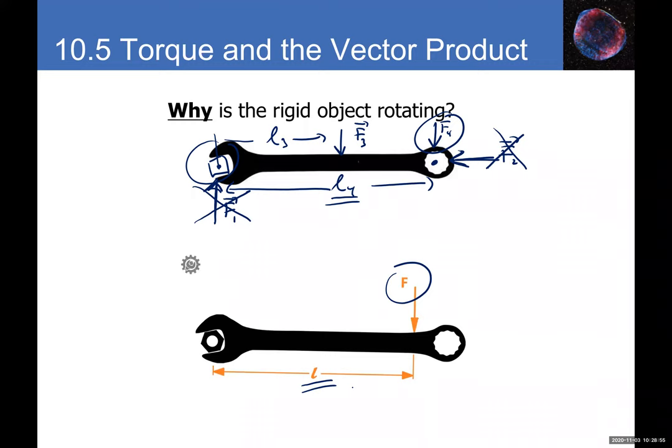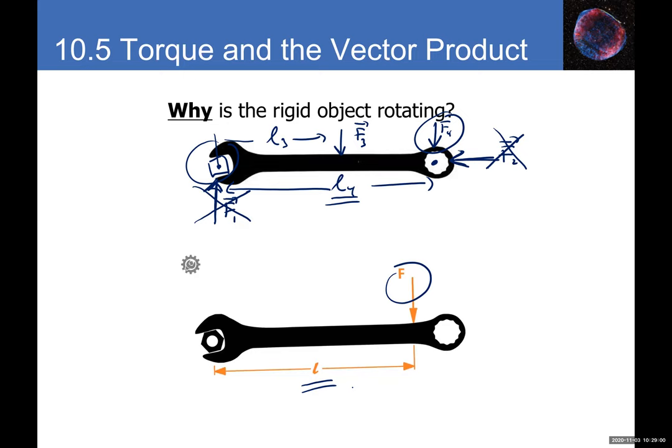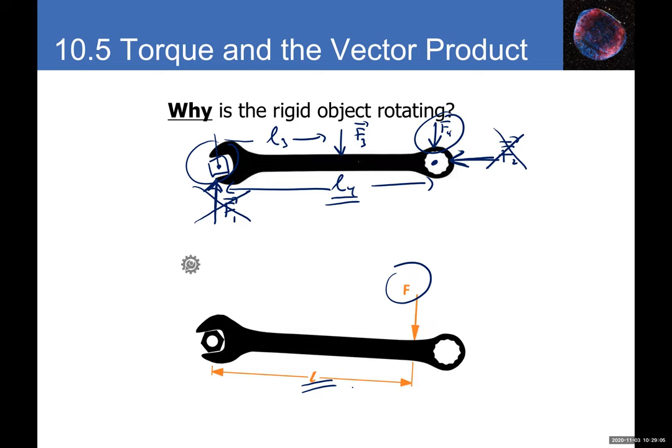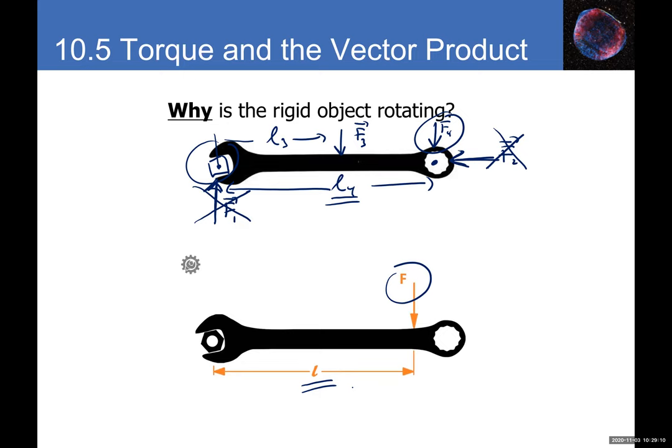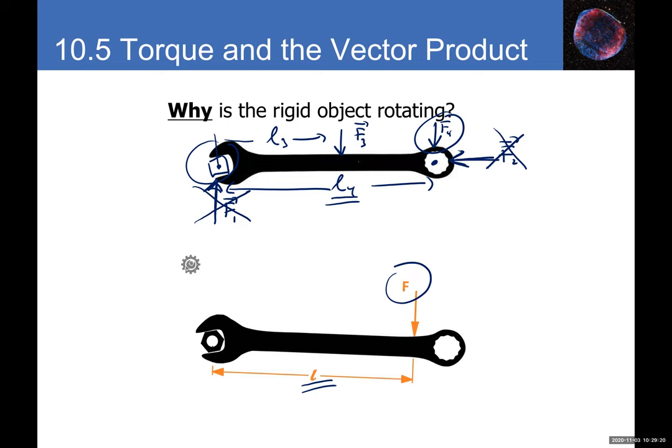And it also should be such that the force is not pointing toward the axis of rotation. That's also going to be important. Either the entire force or the component of it should be perpendicular to this line L, because that's basically the distance, right? Or the vector R from the axis of rotation to the force. And that's one of the important factors in order for us to be able to rotate.